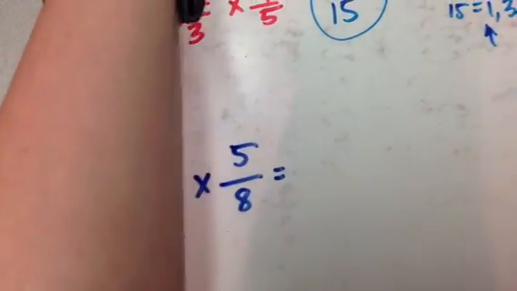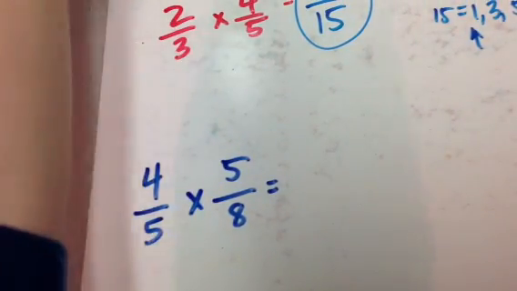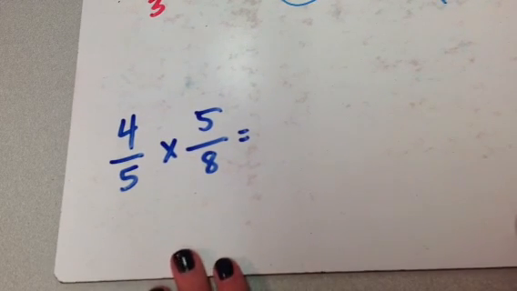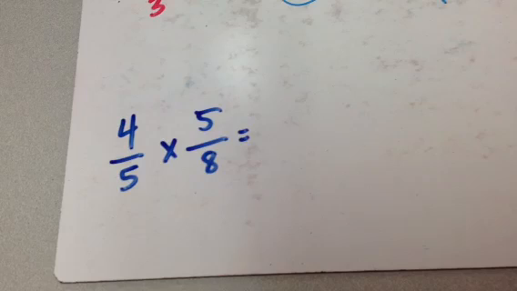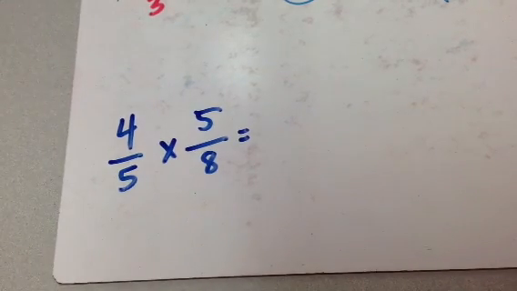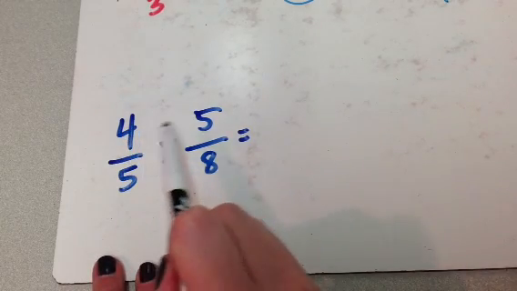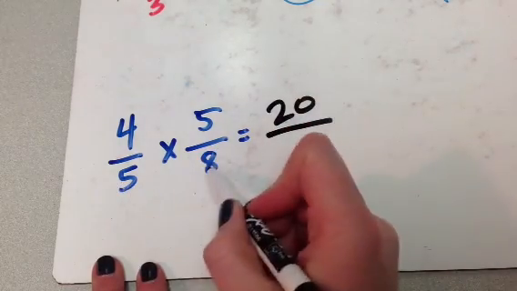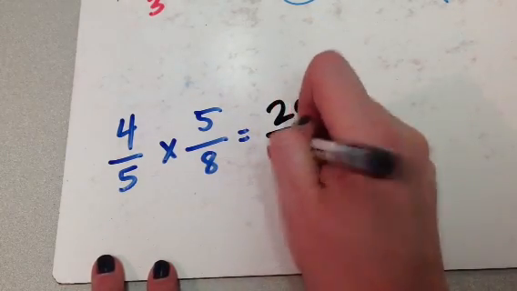Let's look at another example, because you're probably thinking to yourself, oh my gosh, it can't just be that easy, and it really kind of is. Here I have 4/5 times 5/8. There, that makes it a little better. You can see that better now. So again, I'm just going to multiply straight across. 4 times 5 is 20. 5 times 8 is 40.